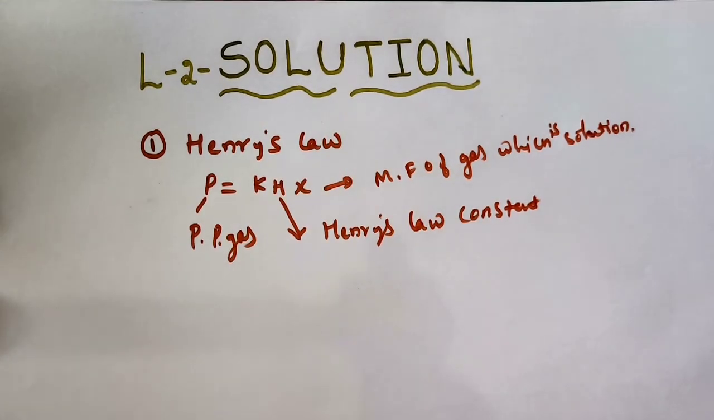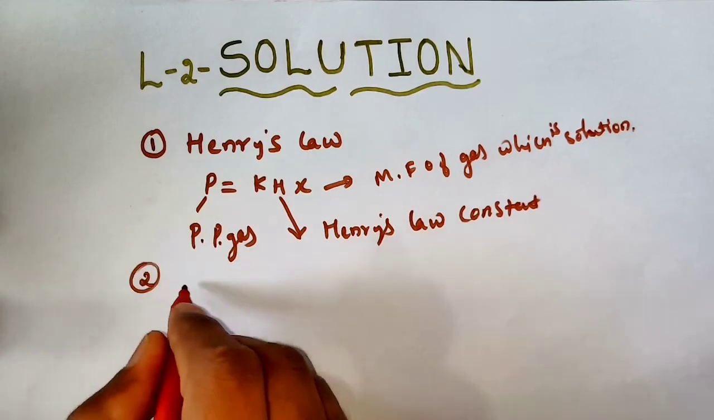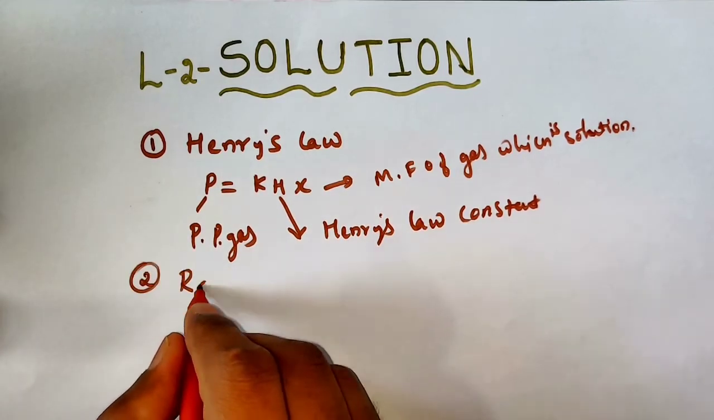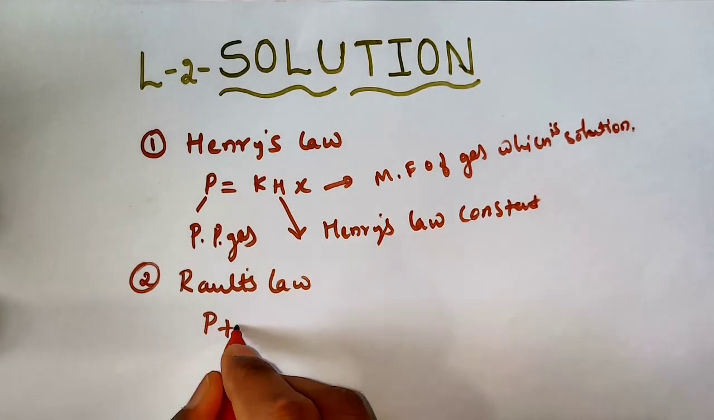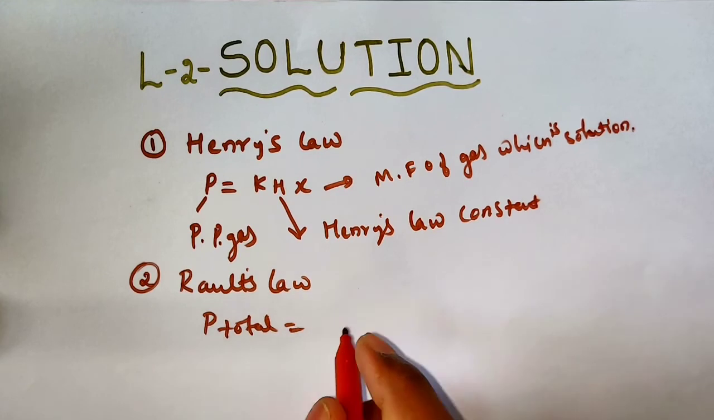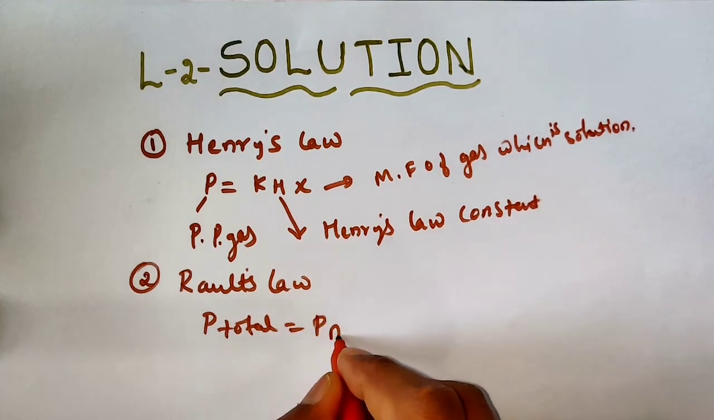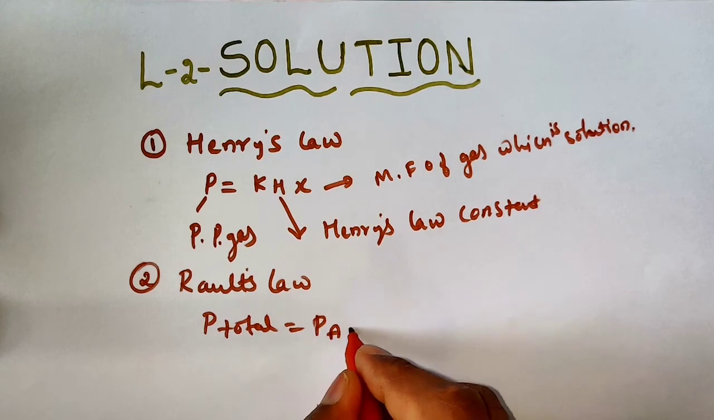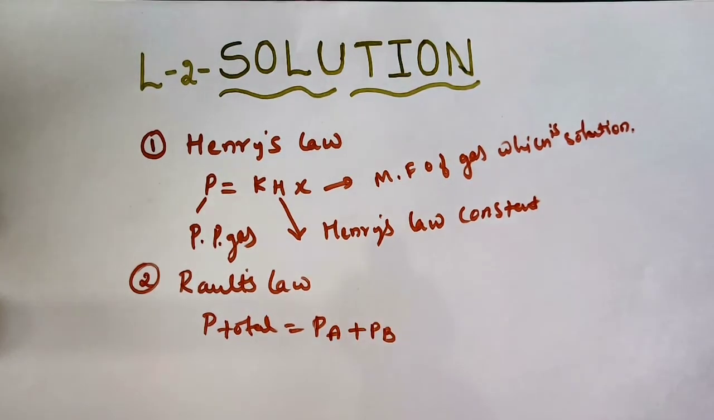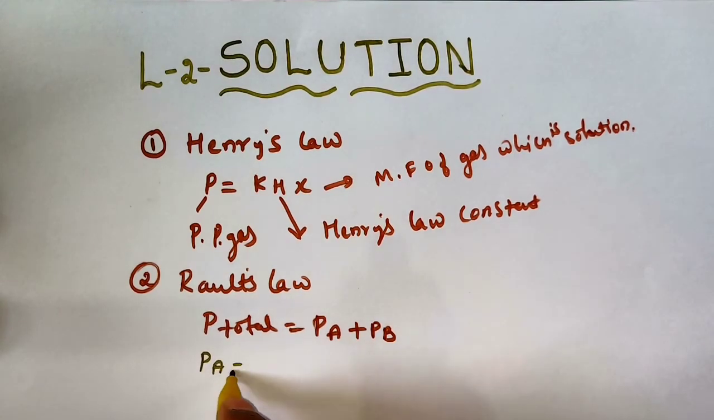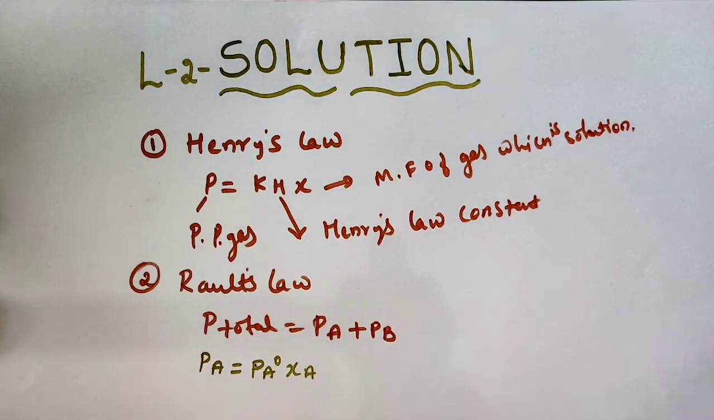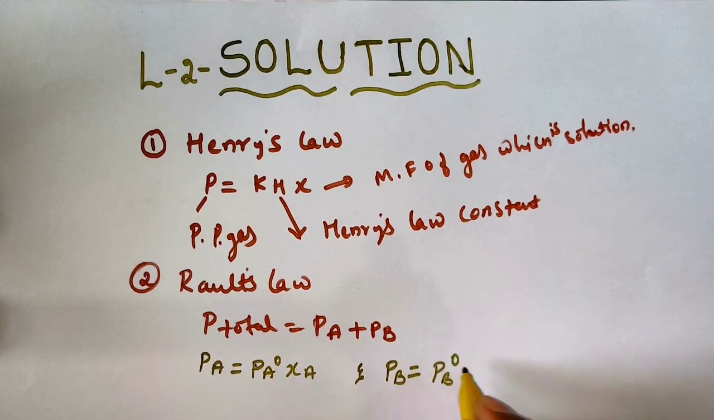The second formula is from Raoult's law. We got one more formula from Raoult's law, that is P total is equal to PA plus PB, where we already know what PA is. PA is equal to PA naught XA, and PB is equal to PB naught XB.